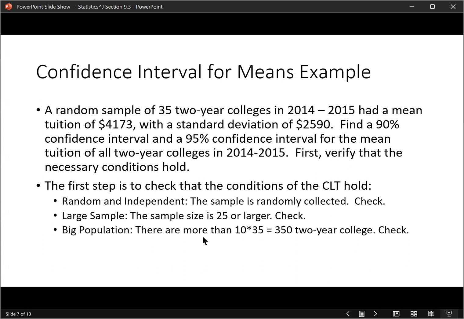And then if you go through and check the big population, if we take 10 times the 35, is that still smaller than the population? Yes, there are definitely more than 350 two-year colleges in the United States, which I'm presuming this is referring to.